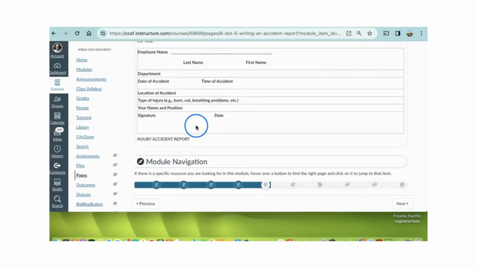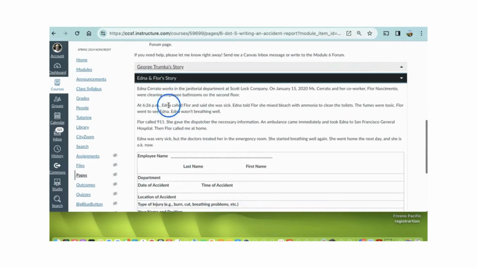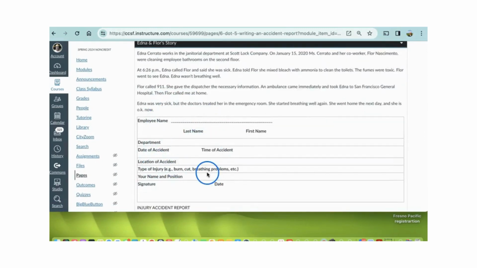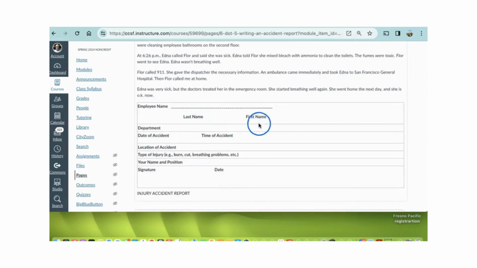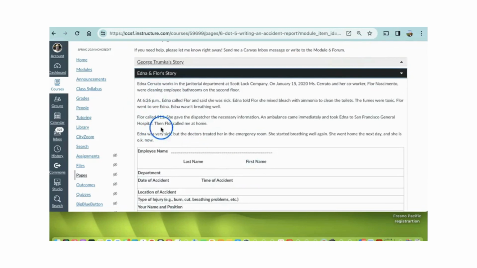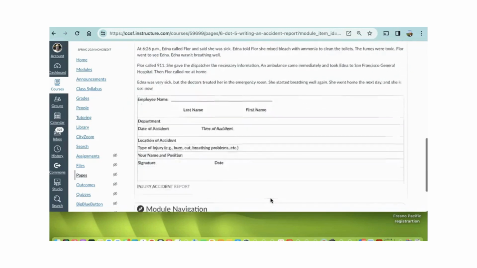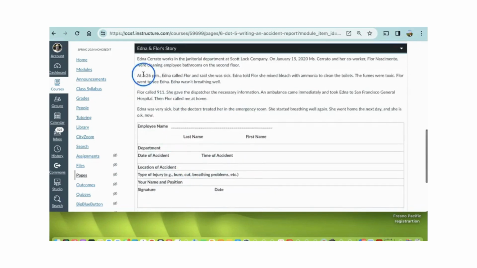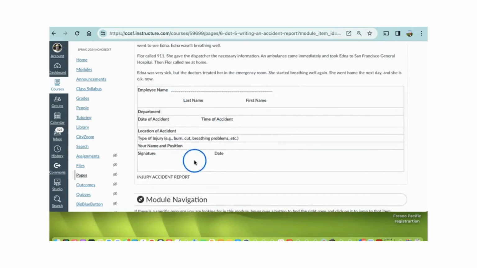Now here you have Flor and Edna's story, or Edna and Flor. And your job is to fill in the information according to what you read in the story. So for example, employee name, last name would be Serrato, first name Edna. So you get all the information from the story and then you put it in here.